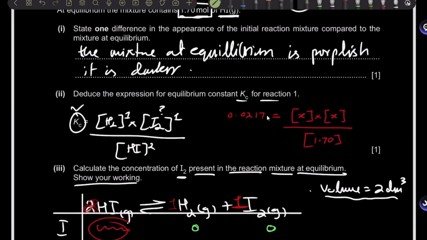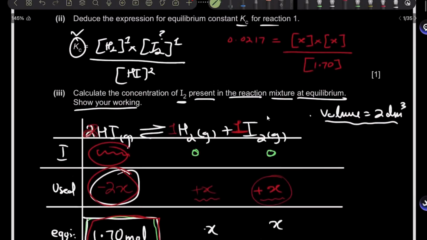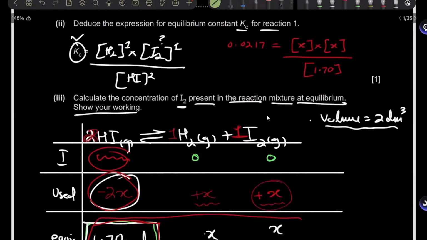But there's a problem over here. Did we consider that if these moles were in 1 dm cube or not? Did we consider that? No, it's not. These are the moles that are present in 2 dm cube volume. What are the moles that I need to insert over here? Due to the square brackets, I need to insert the moles per dm cube. That means in 1 dm cube. Is that correct?